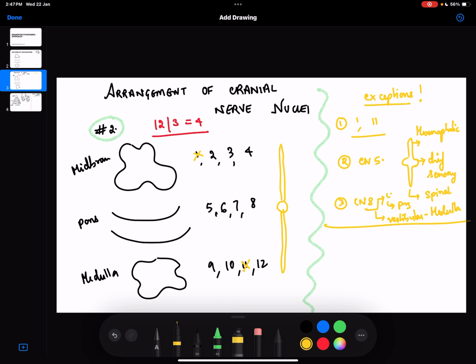That the trigeminal nerve is present at all 3 levels. The cranial nerve 8 nucleus has 2 parts. One is at the level of pons and the vestibular nucleus, which is at the level of the medulla. And cranial nerve 1 and 11 have nothing to do with this.